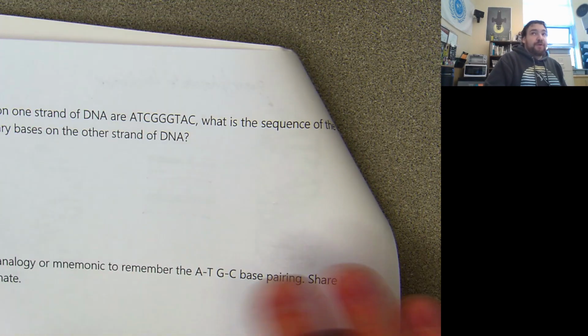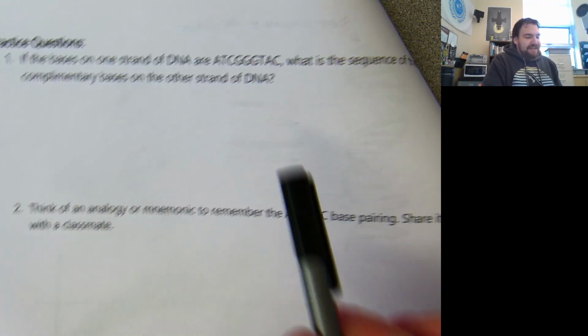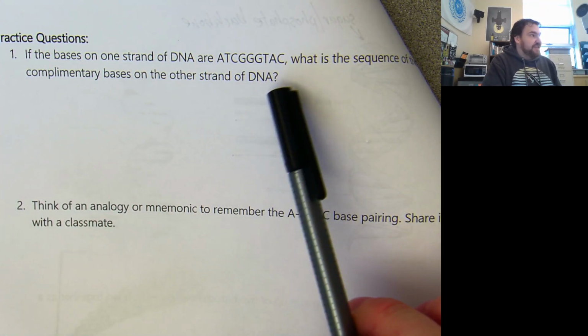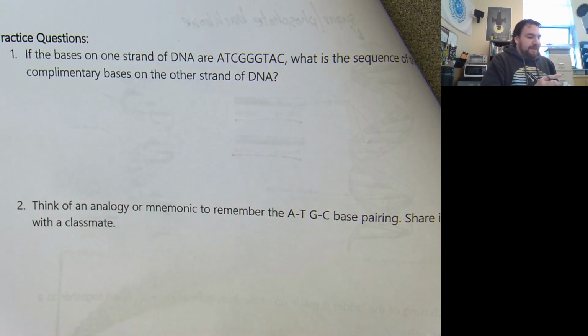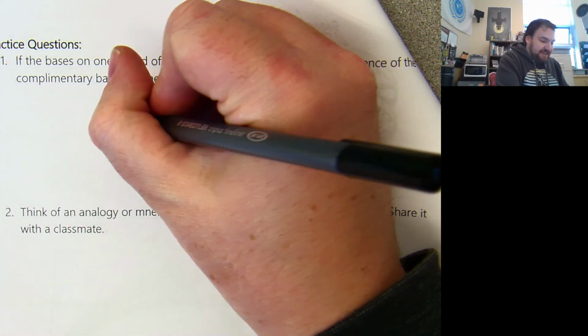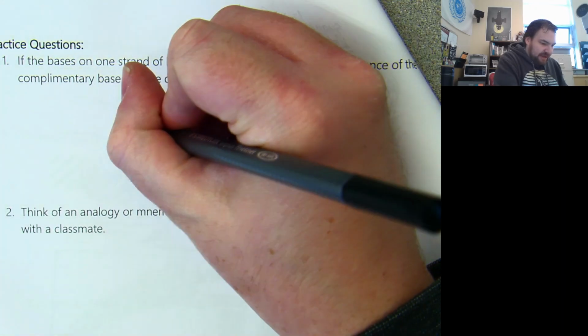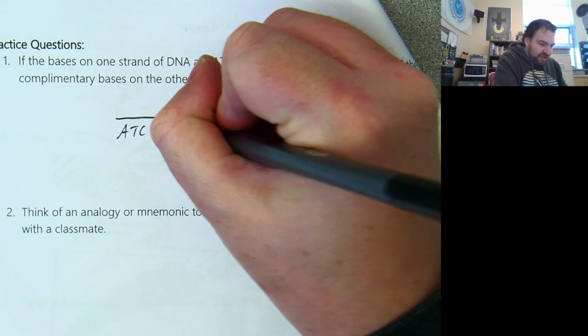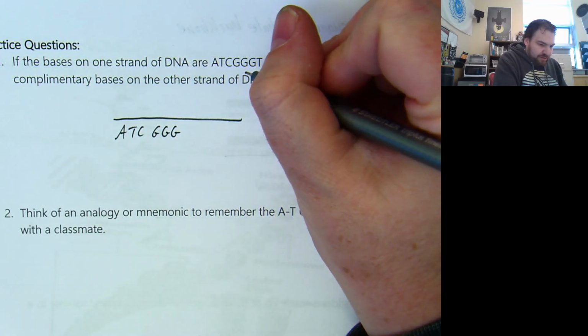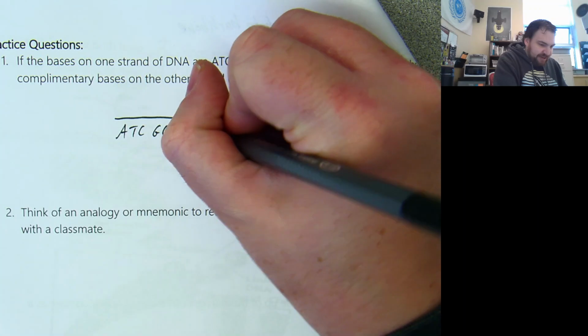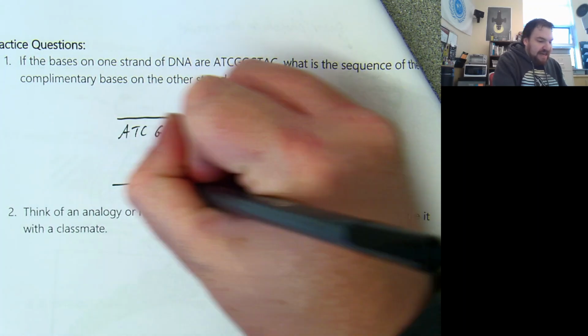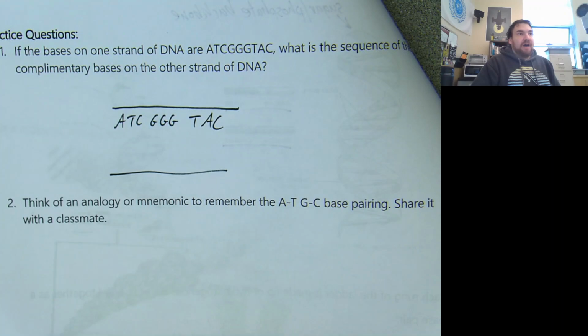So just to review briefly, if I had this code, ATC, GGG, TAC, without flipping back, if that's one side of the DNA, ATC, GGG, TAC, what would the other half of the code need to look like?